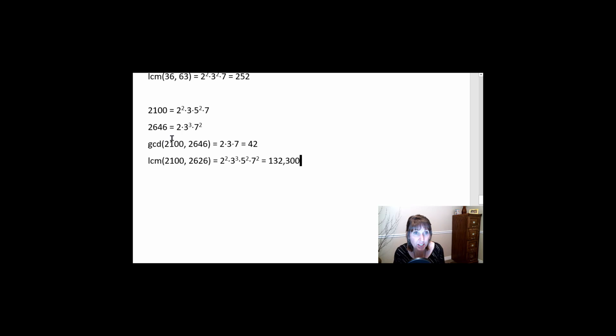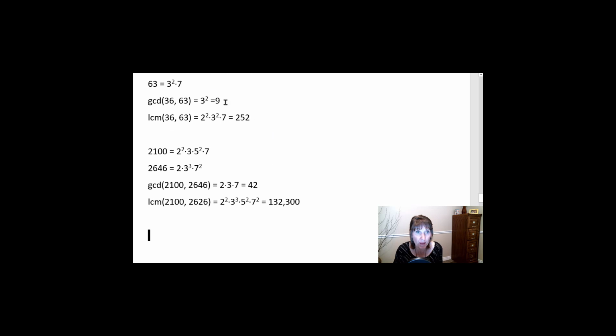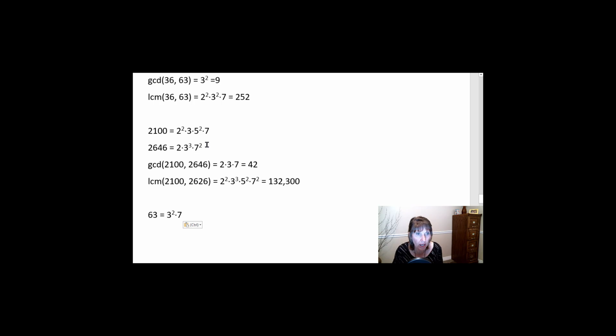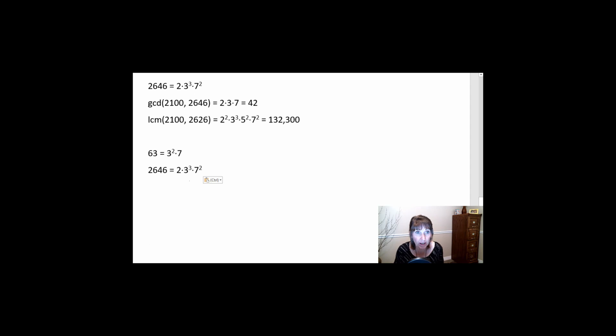Now you don't have to have matching numbers, they don't have to have the same number of digits. So we can mix and match, and you can really just do this with any values. So let's take the 63 and the 2646. What's the greatest common divisor of 63 and 2646? And then also do that with the least common multiple.